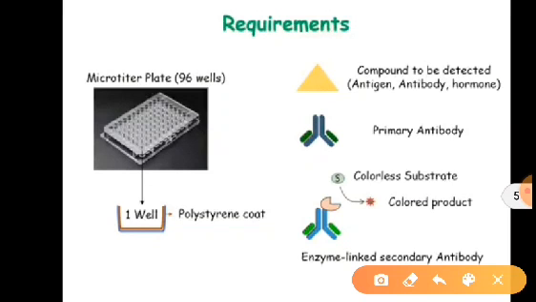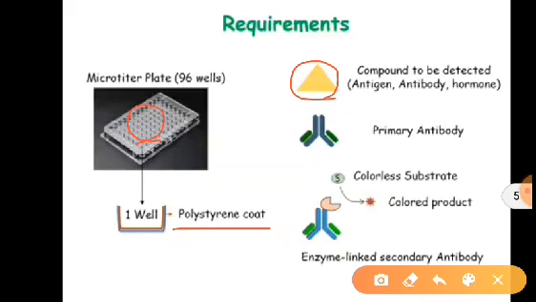So here are the requirements of ELISA. These are microtiter plate, which is having 96 wells, made up of plastic and coated with polystyrene. To that we need a compound which contains targeted antibodies, antigen or hormones.